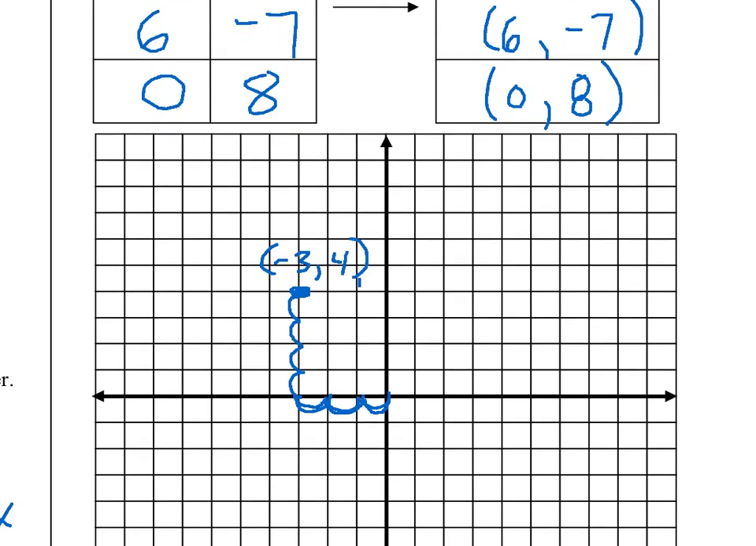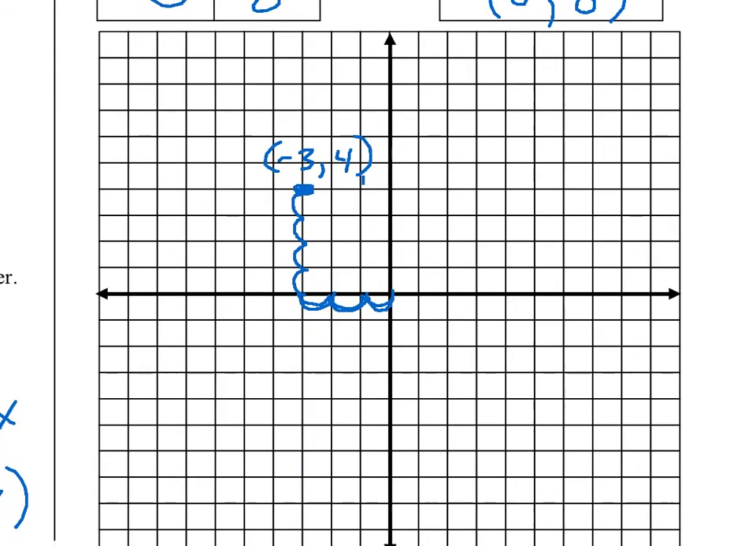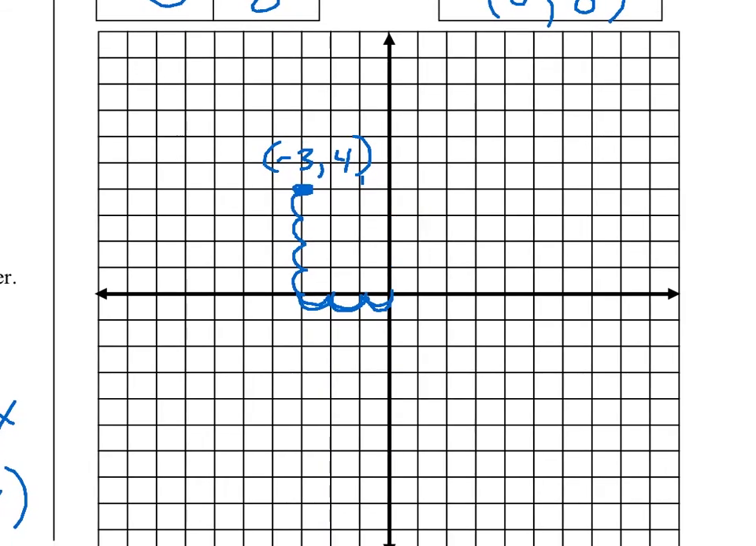The next point is 6, negative 7. That tells us to move forward a positive 6. So I start at the origin, I'm going to move forward 1, 2, 3, 4, 5, 6. And I have a negative 7, so that means I need to move down. Since I'm moving down now, 1, 2, 3, 4, 5, 6, and 7. Put my point and label. That was positive 6, negative 7.